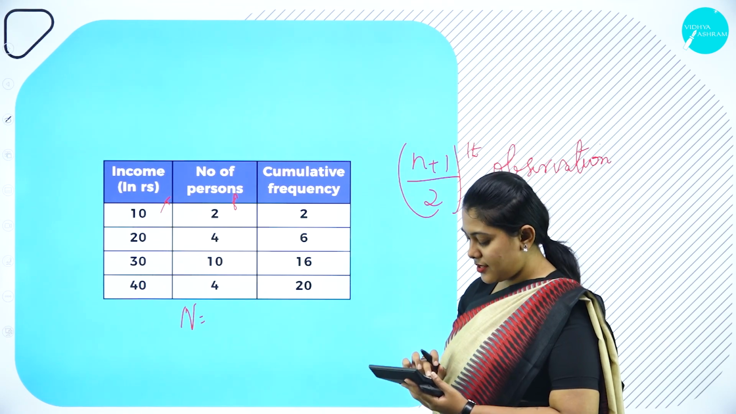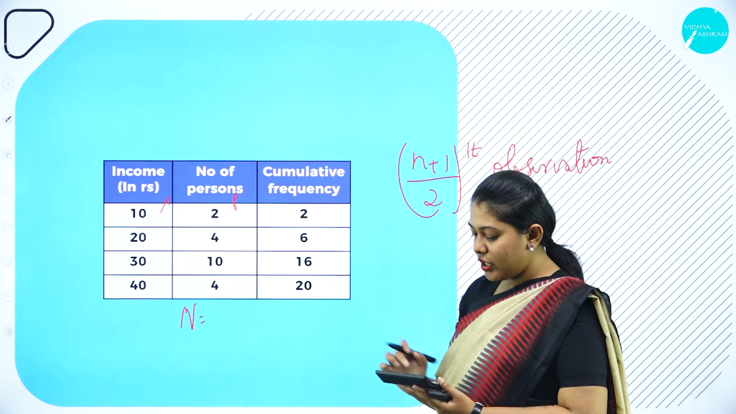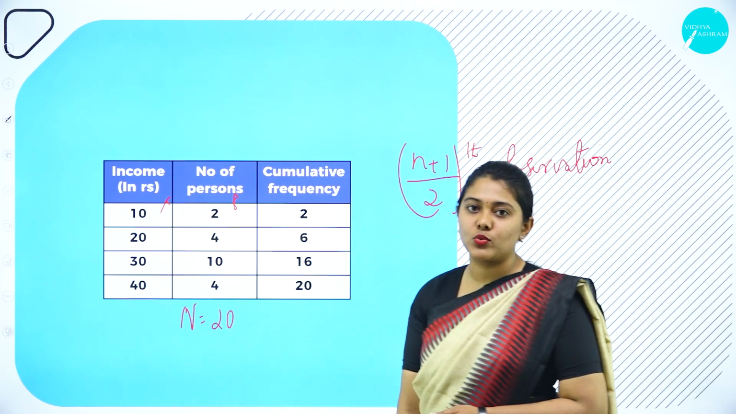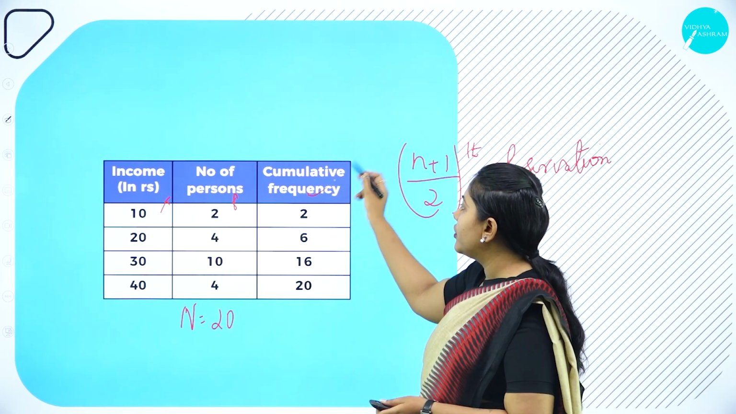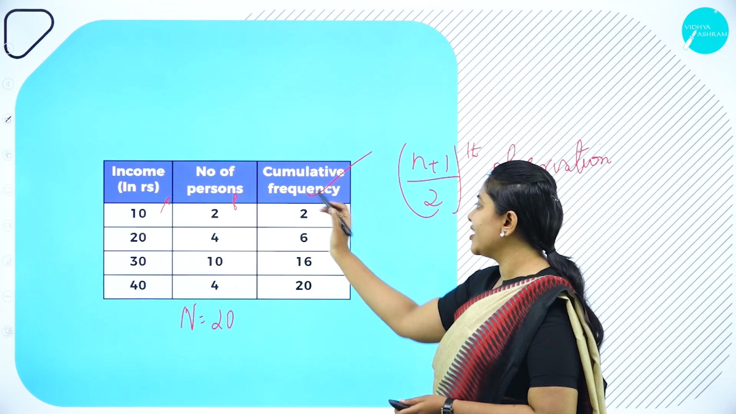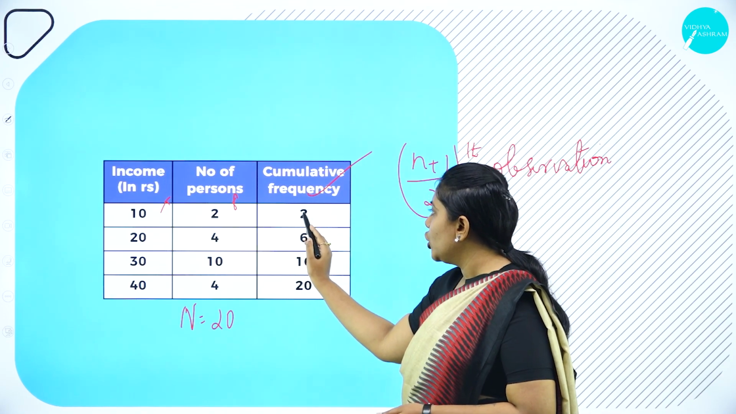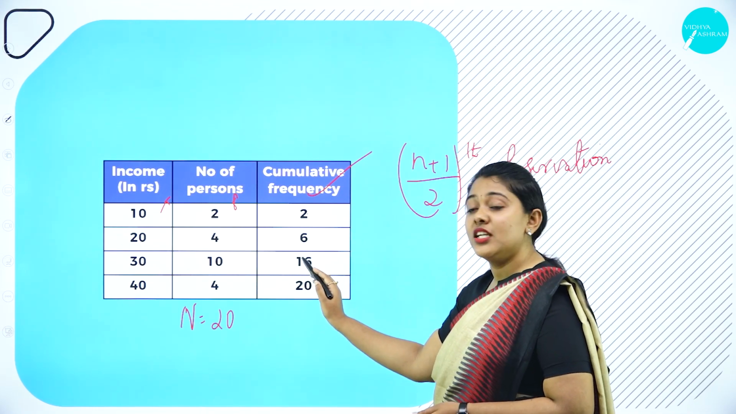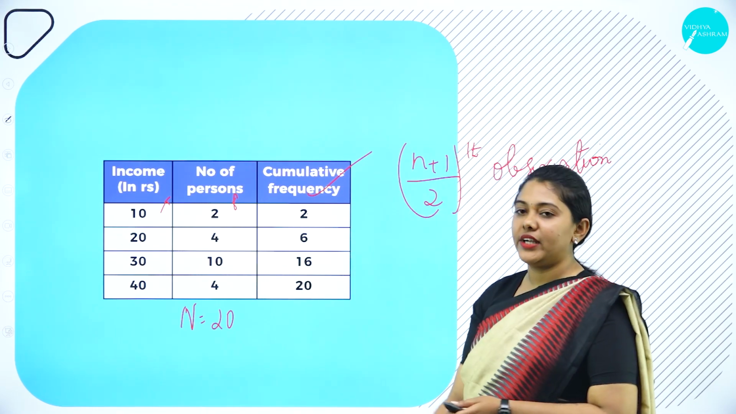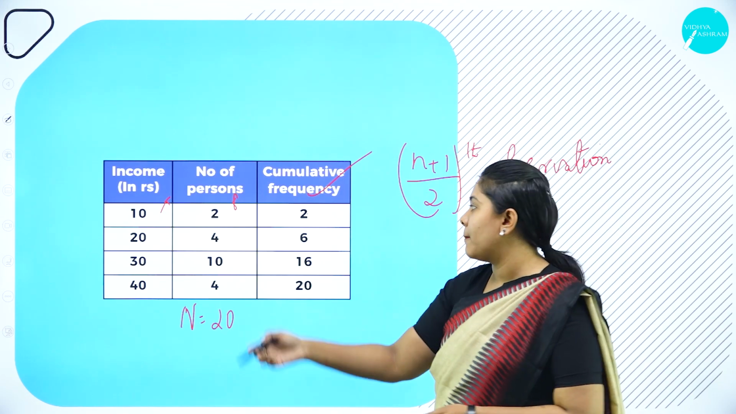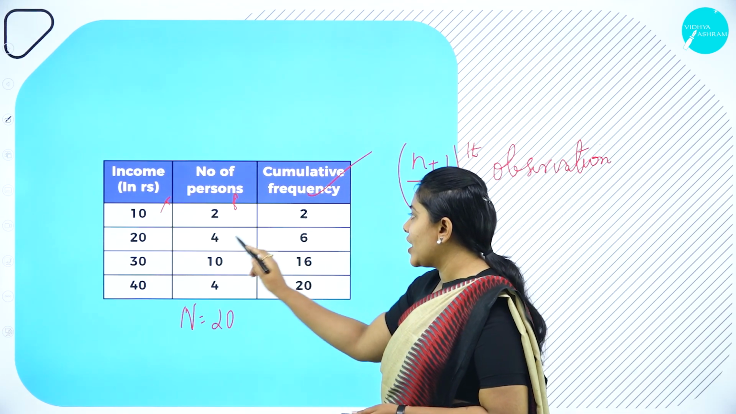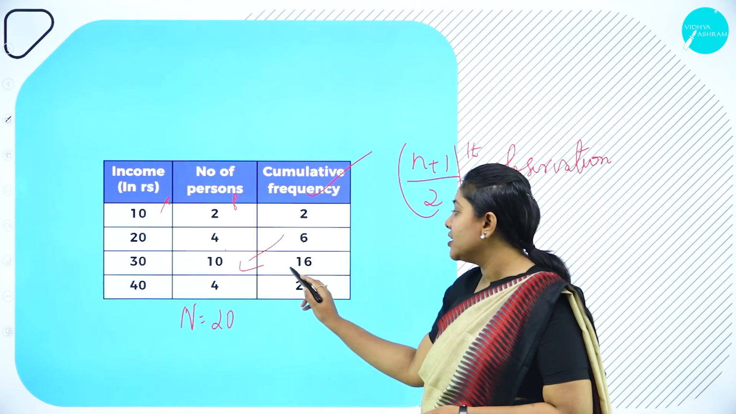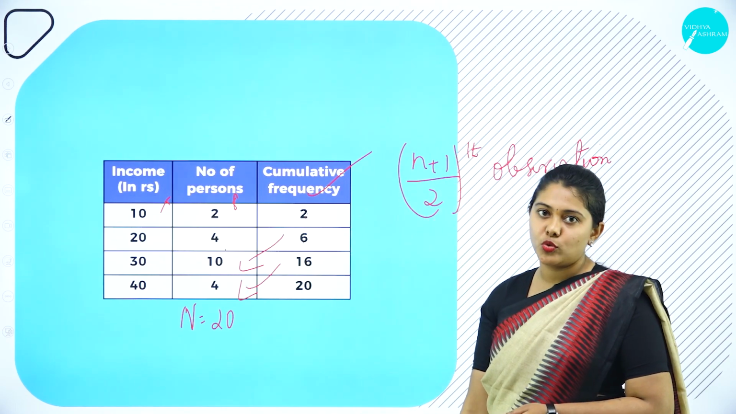2 plus 4 plus 10 plus 4. It will be how much? 20. So the number of observations is 20. And how did we do this cumulative frequency? It's nothing but adding. 2 plus 4, 6. 6 plus 10, it is 16. 16 plus 4, it is 20. Accumulating means adding the numbers.